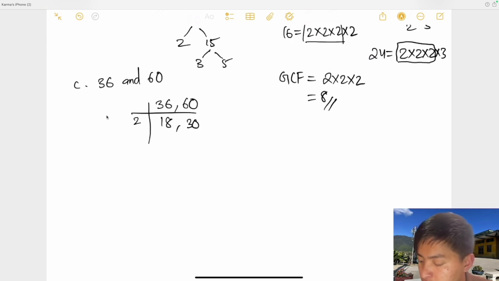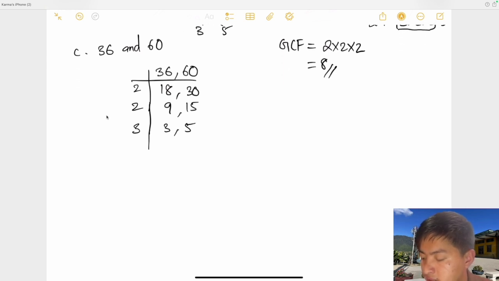Again, both numbers are even, so you can divide them by 2. This will become 9, and this will become 15. Now both numbers are odd, so we cannot divide by 2. So we'll move on to the next prime number, which is 3. Does 3 divide 9 and 15? 3 times 3 is 9, and 3 times 5 is 15, so yes.